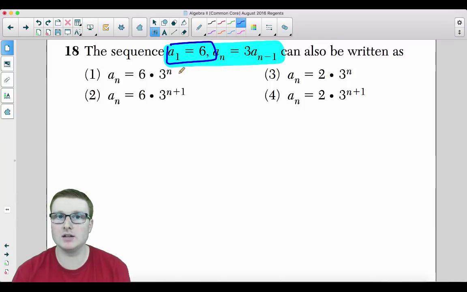Let's plug in 1 for n and let's see what it gives us. We get 6 times 3 to the first. Well, 3 to the first is 3. What's 6 times 3? 18. That's a sub 1. Nope, we need it to be 6. That can't work. Let's take a look at choice 2.